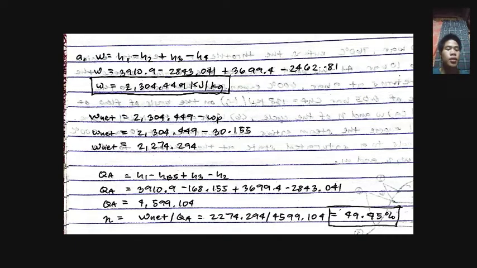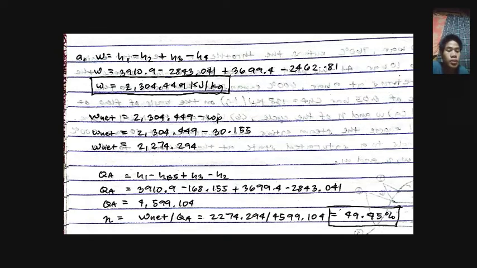equals H1 minus HB5 plus H3 minus H2. By substituting it, QA equals 3910.9 minus 168.155 plus 3699.4 minus 2843.041, and next by calculating it, QA equals 4,599.104. Okay, for N equals WN over QA.